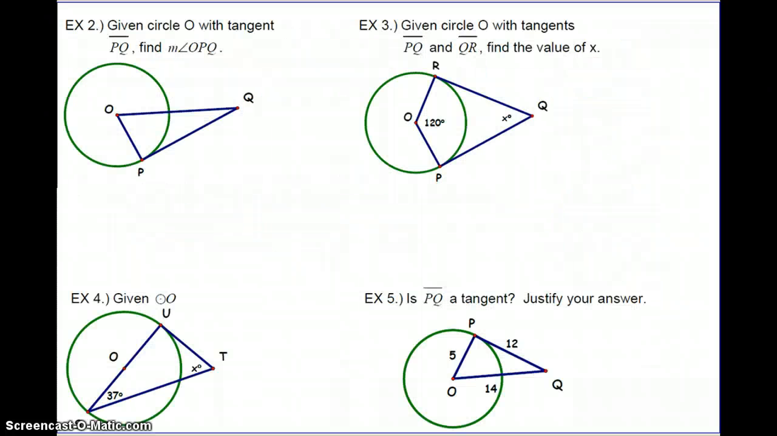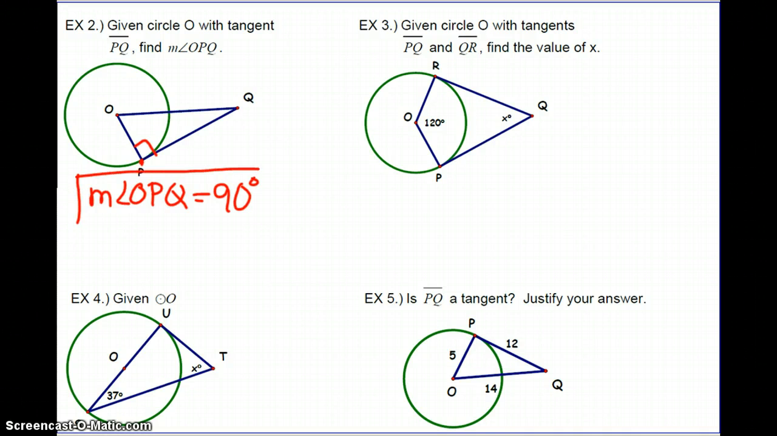Let's go to our last page. Given circle O with tangent PQ. So I am telling you PQ is a tangent. When I draw a radius to that point of tangency, I do form a right angle. By using that theorem on the front page, we actually already answered example 2. The measure of angle OPQ is 90 degrees, so it's a right angle.